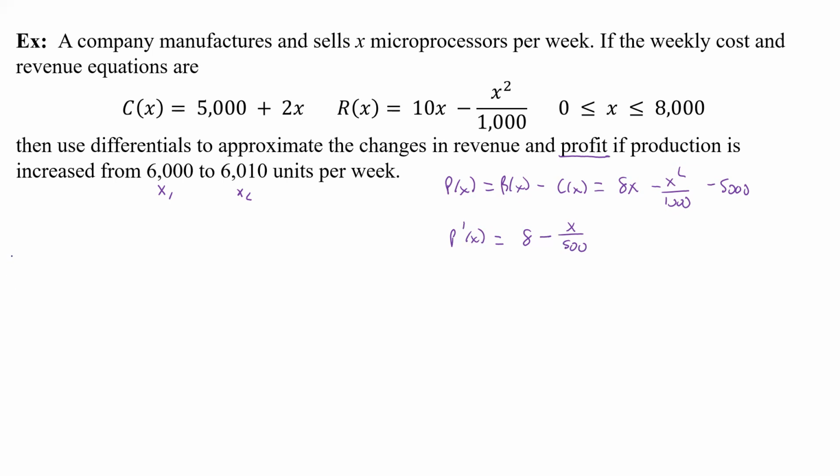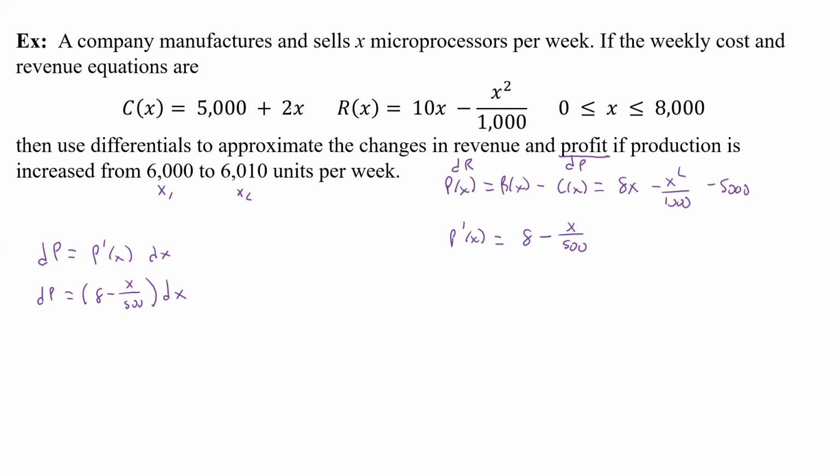All right, so now let's start looking at the differential. It looks like we need just a dR and a dP is really what we're looking for. So let's do dP first. Well, dP is going to be the derivative of P times dx. So dP is equal to, well, we found this already, right? That's going to be 8 minus x over 500 times dx.